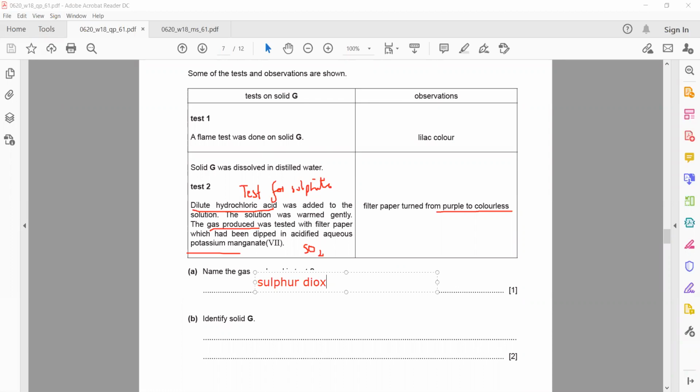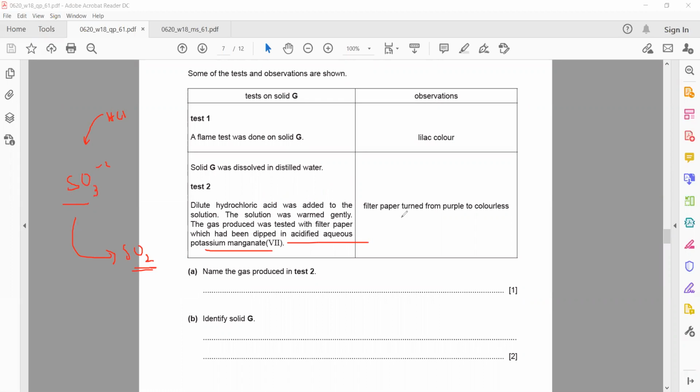From where did the sulfur come? The sulfite ion is there. When you go through the tests, you will learn that if you want to test for a sulfite ion, which contains SO3, you add hydrochloric acid to the solution containing the sulfite ion and you heat it. When you heat, the sulfite ion decomposes and releases sulfur dioxide gas. That sulfur dioxide turns acidified potassium manganate from purple to colorless. So these are the tests which you have to learn.